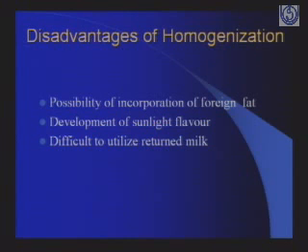Then disadvantages of homogenization are the possibility of incorporation of foreign fat. You can mix foreign fat and homogenize the milk, so it becomes easier to adulterate milk with foreign fat. Then development of sunlight flavor is there due to hydrolytic rancidity, as the enzyme lipase is released from the fat globule membrane surface during homogenization. So if the temperature is not sufficiently high, there are chances that there will be sunlight flavor.